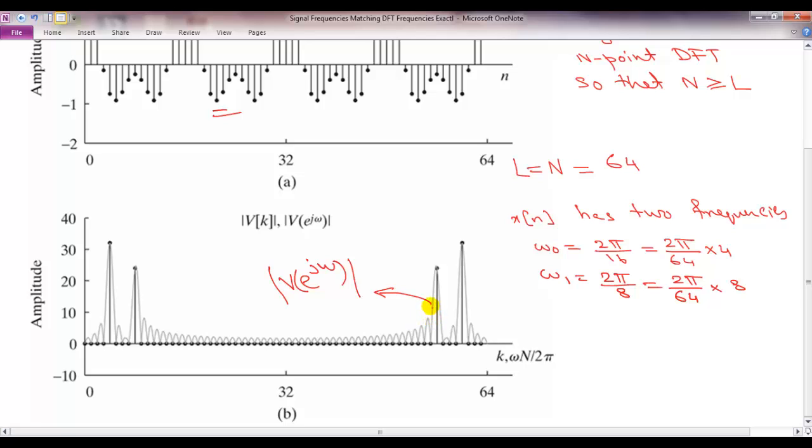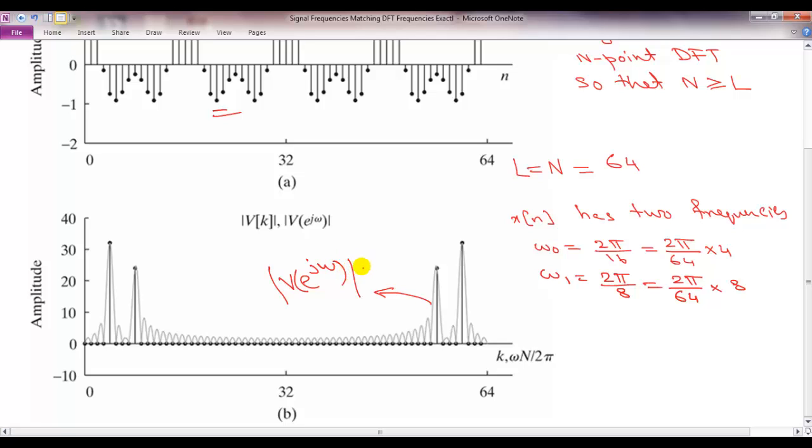Now, what is happening is that the zeros of this envelope are exactly at multiples of 2 pi over 64. Because our frequencies were multiples of 2 pi over 64, the zeros of these samples are also at multiples of 2 pi over 64. Okay.